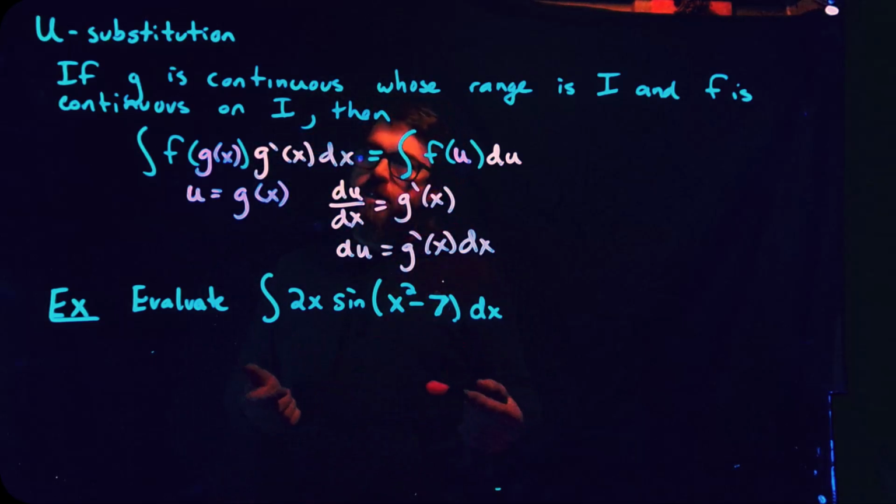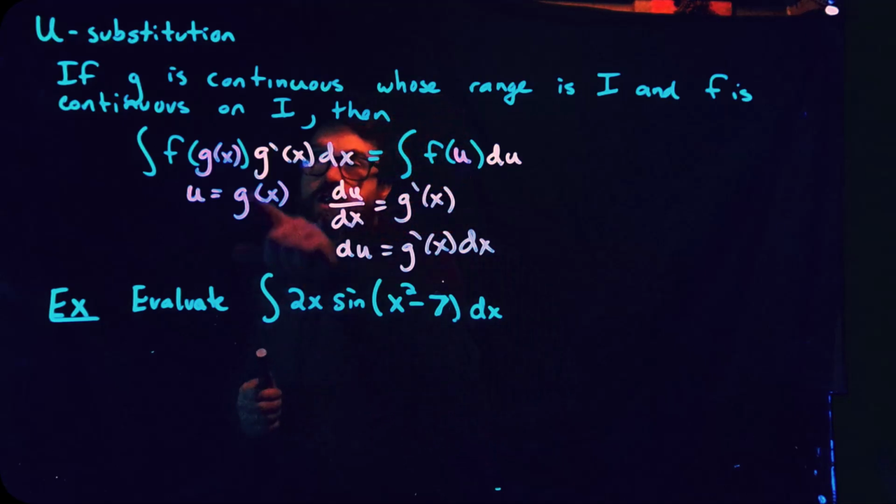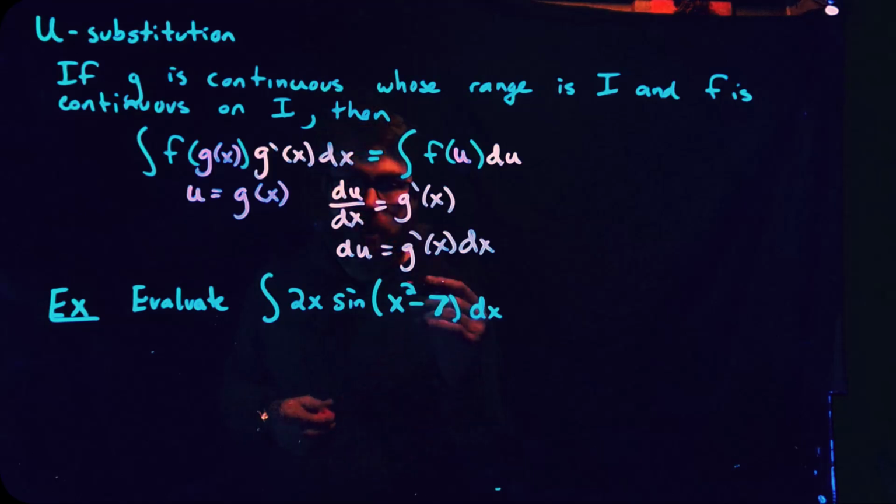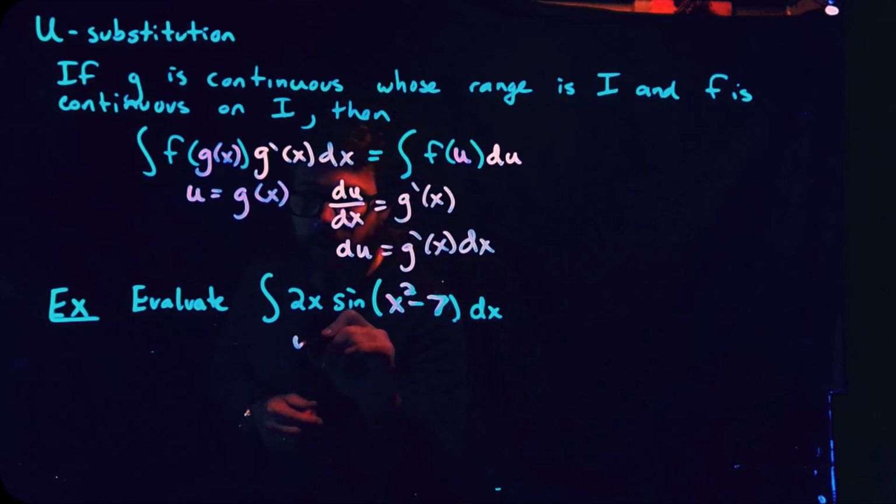So I'm going to do this using an example. I need to find the function inside the function. So we're composing g of x into f of x. So I can see that the inside function is x squared minus 7. So we're going to call that our u.